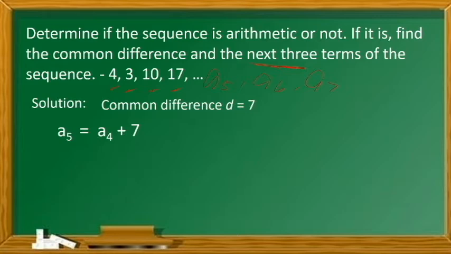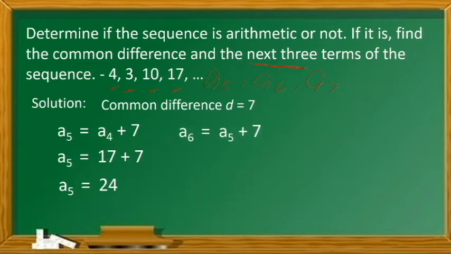a sub 4 plus the common difference. As you can see in our pattern, we add 7 to get the next term. So therefore, to continue this, we substitute a sub 4 by 17. So we have a sub 5 equals 17 plus 7. Then a sub 5 is equal to 24.